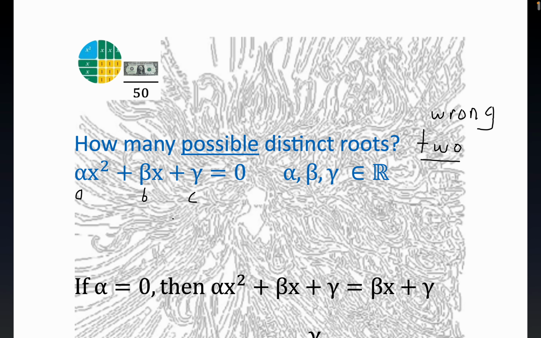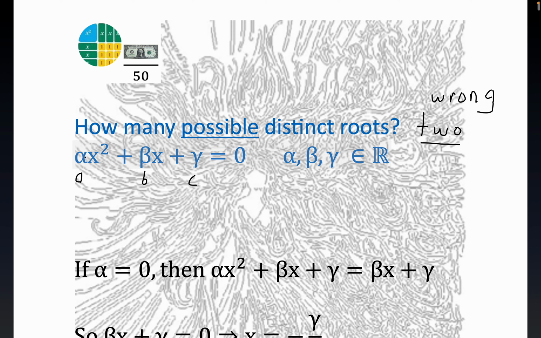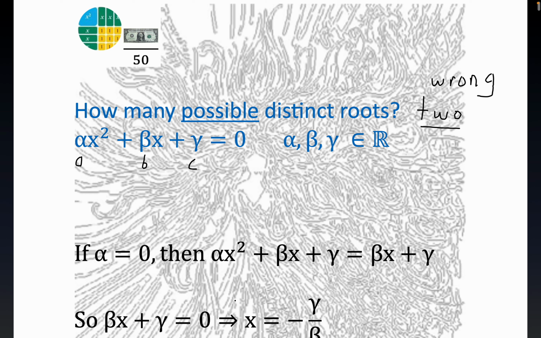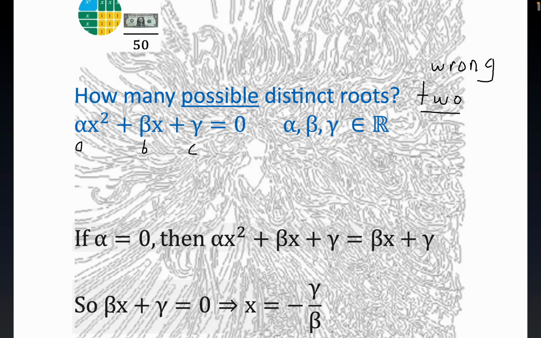So if alpha is equal to 0, then this expression just becomes this expression, because alpha would be equal to 0 right here. This would go poof, right? And so in the case that alpha is equal to 0, we just get this statement here, beta x plus gamma is equal to 0. And we get x is equal to negative gamma divided by beta, okay? So this right here would be one possible solution.